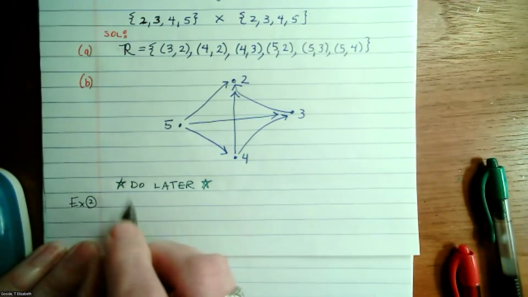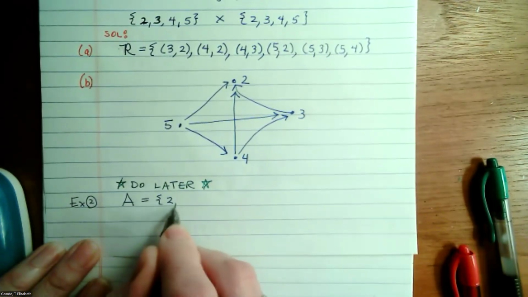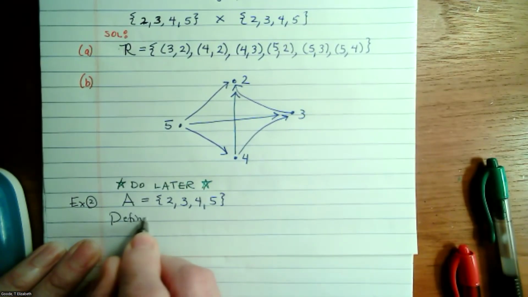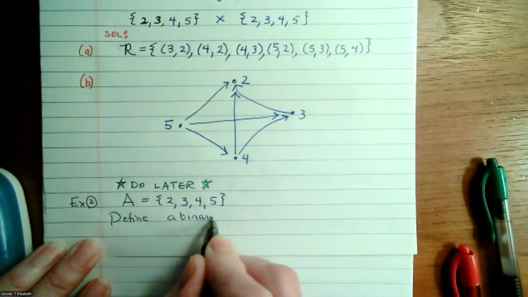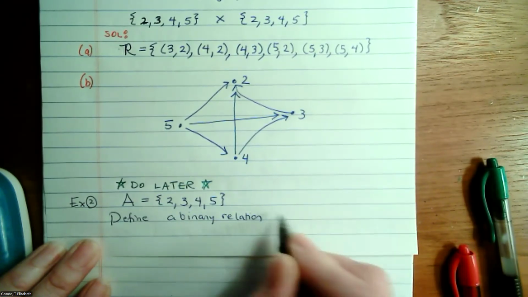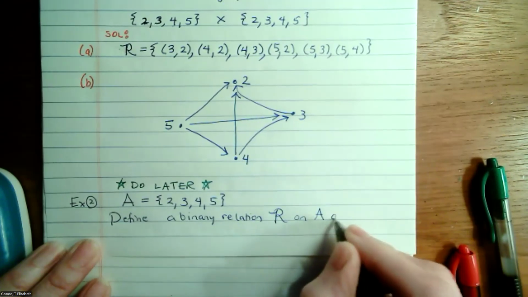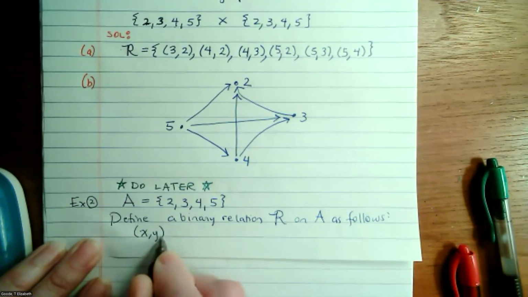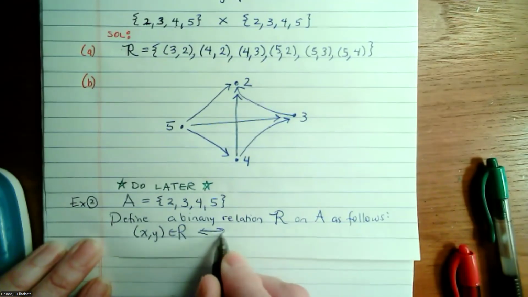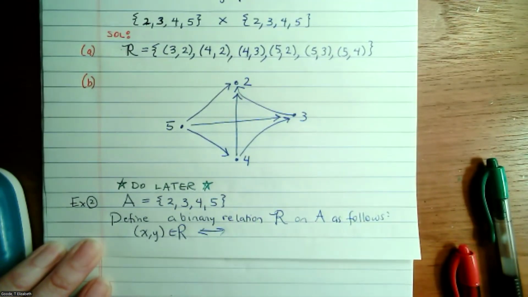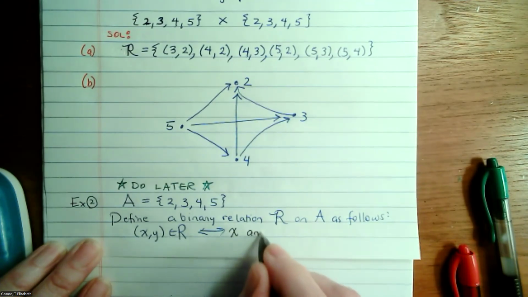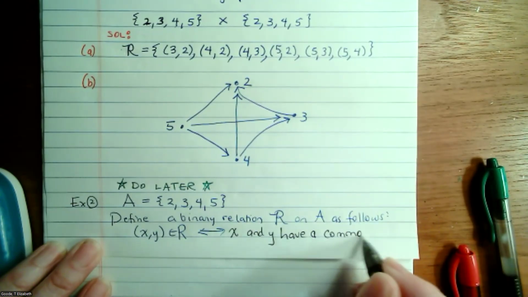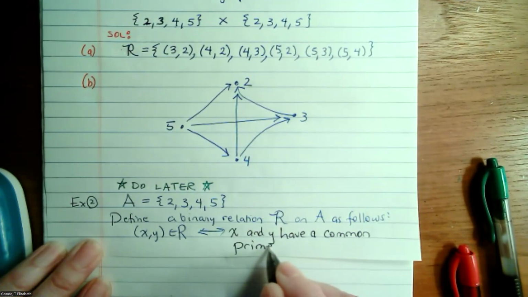We'll just call it example two. Let A be the same set, 2, 3, 4, 5. And we're going to define a binary relation, curly R, on A as follows. (x, y) is in curly R if and only if x and y have a common prime factor. I think there was one like this in WebAssign.